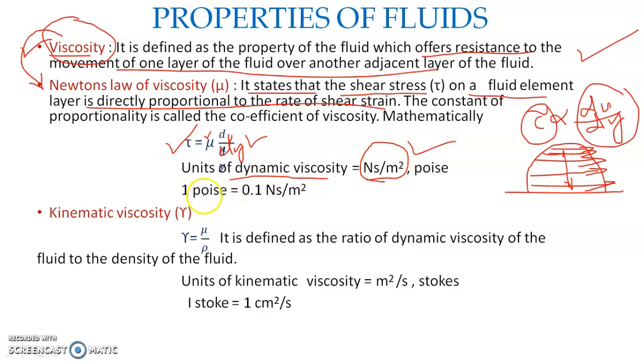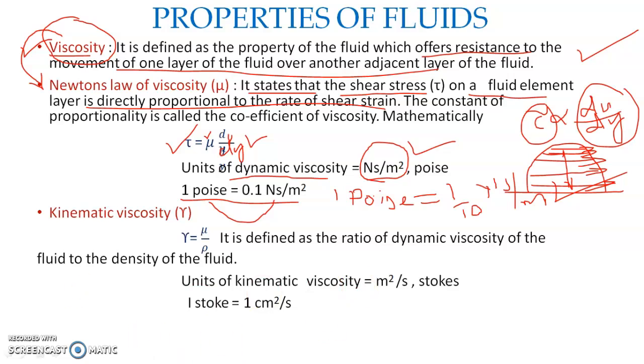Clear? Next, sometimes the viscosity is expressed in poise. So what is the conversion between poise and the SI unit? 1 poise is equal to 0.1 Newton second per meter square, or another way, 1 poise is equal to 1 by 10. 1 by 10 is the same as 0.1, so the equation becomes the same, Newton second per meter square.